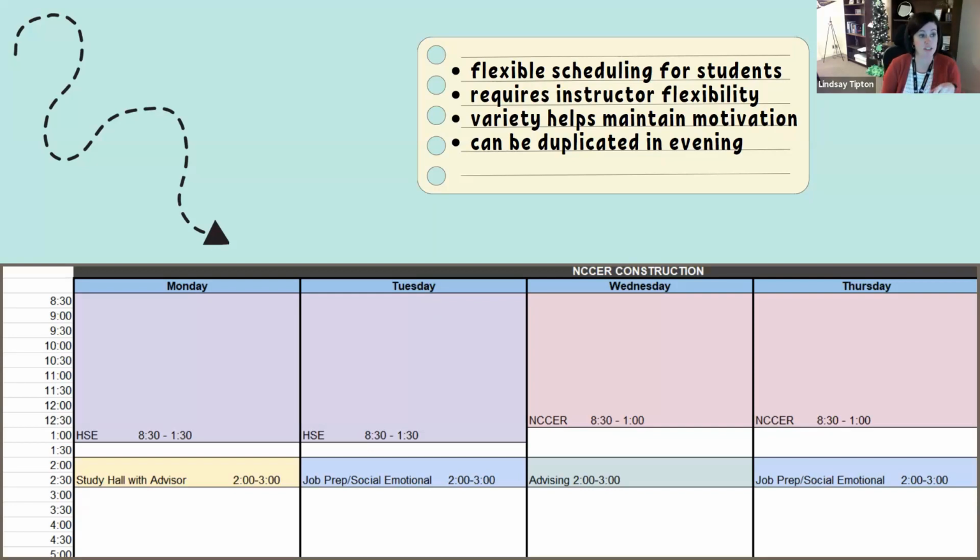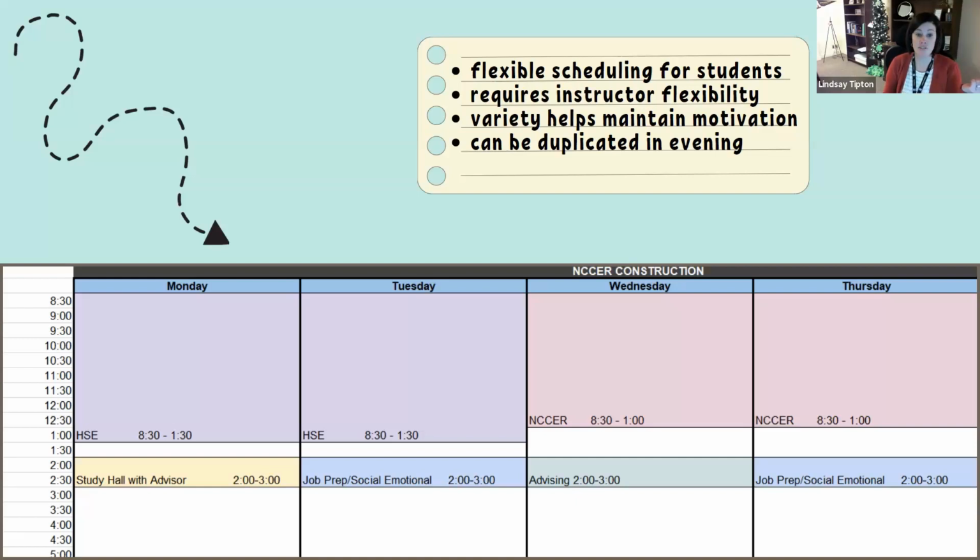We had three career pathways: construction, culinary, and health science, CNA. We did not have enough students or enough staff to have a separate Title II HSE class for each of those career pathways or each of those IETs. So one of the ways that we worked around that to contextualize the learning was a study hall with an advisor. We separated our students into advising groups by which IET they were in. One staff person was the advisor for the construction students, one for the CNA students, and one for the culinary students.